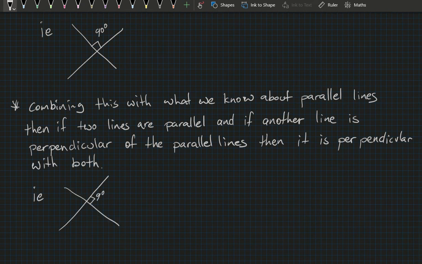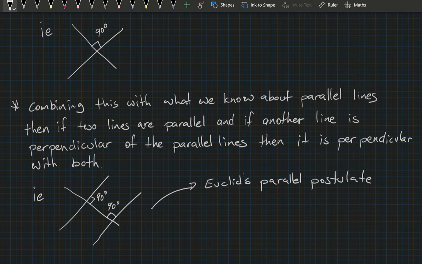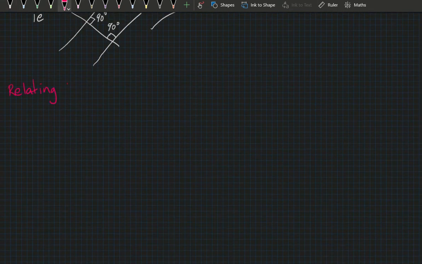So if we look at this diagram, this other co-interior angle must be 90 degrees so that the two angles sum to 180 degrees. And this is following the rule that we learnt before, which I may not have mentioned, is Euclid's parallel postulate. Euclid was an amazing man who lived a long time ago. I really do suggest you look him up if you get the chance. Okay, so now let's try and relate this to linear equations.